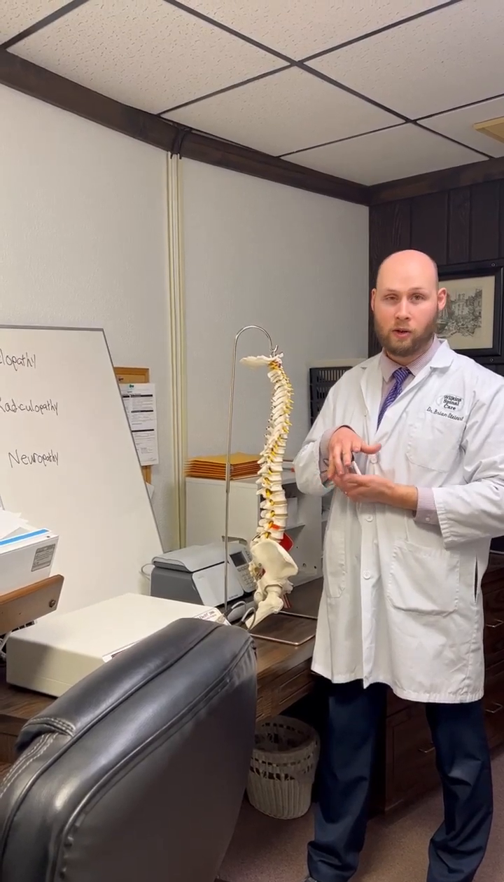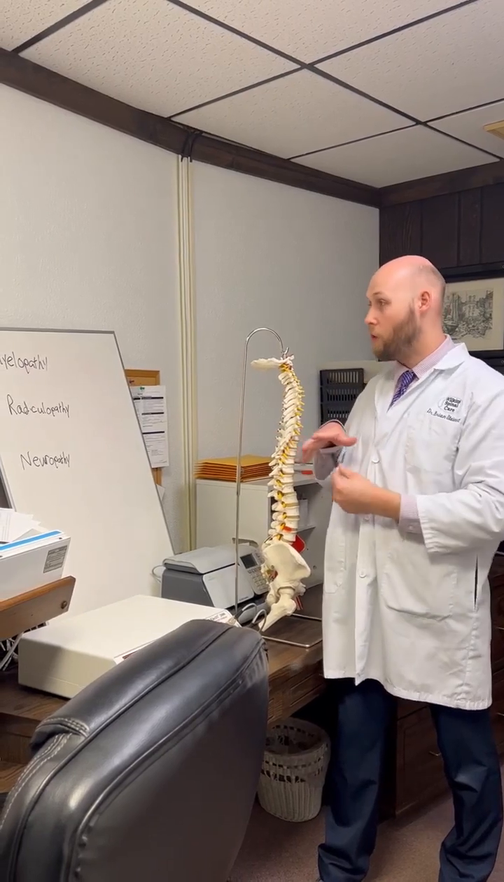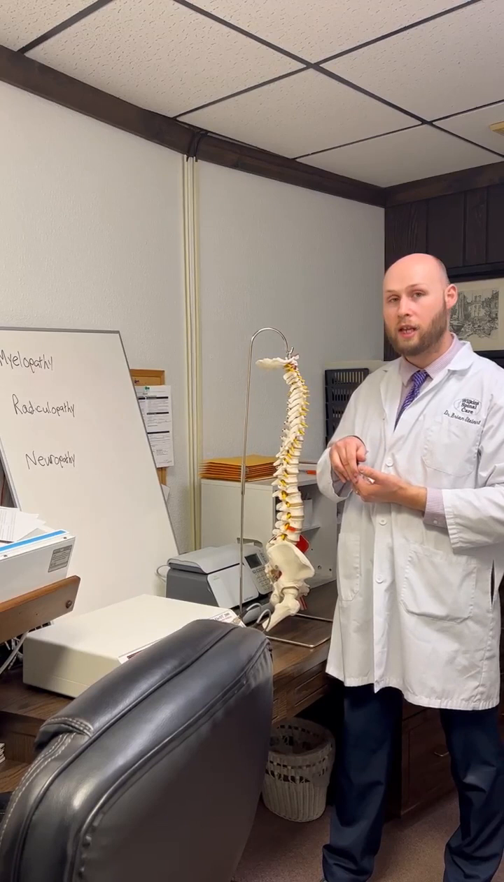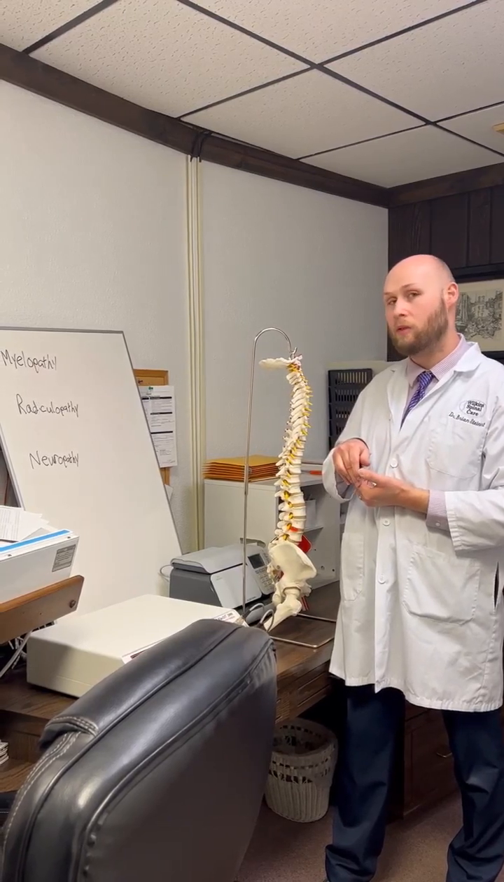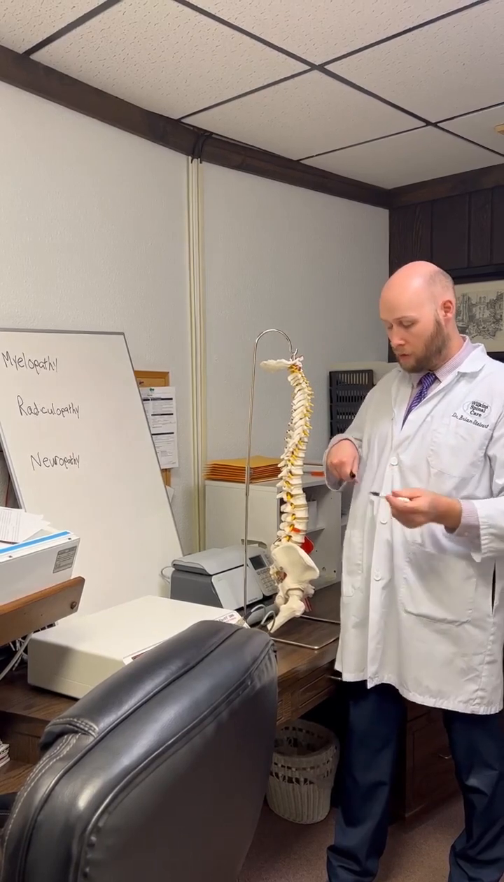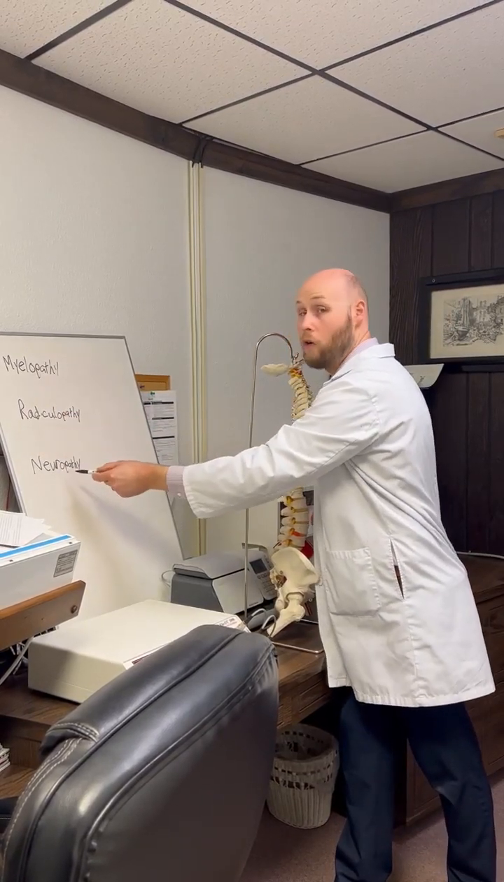So to begin nerve degeneration, I have three terms on the whiteboard here. I'm not going to write too much on the whiteboard, if any, today. I just wrote those words because a lot of people don't know what they mean. So I'm going to explain them real quick. So we have myelopathy, radiculopathy, and neuropathy.